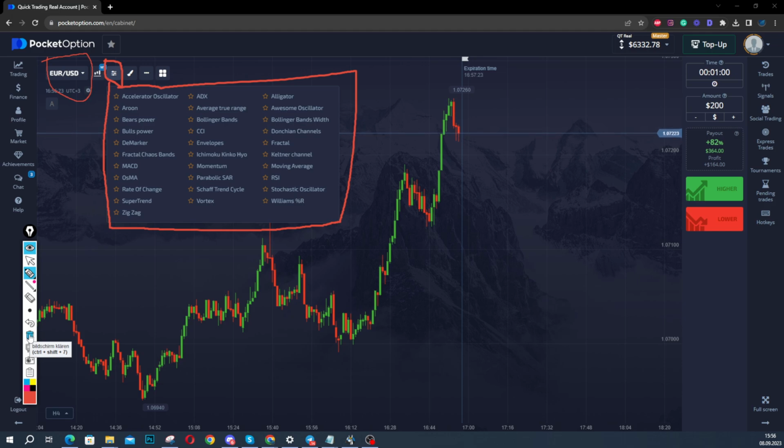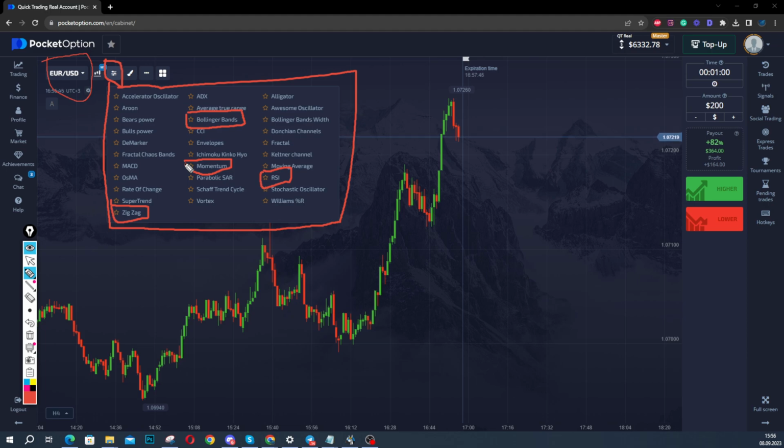Which indicators I'm using is very simple. The best one for me is the RSI, then the Bollinger Bands and the zigzag indicator. Sometimes we can also add the momentum indicator, and these are 4 different indicators.